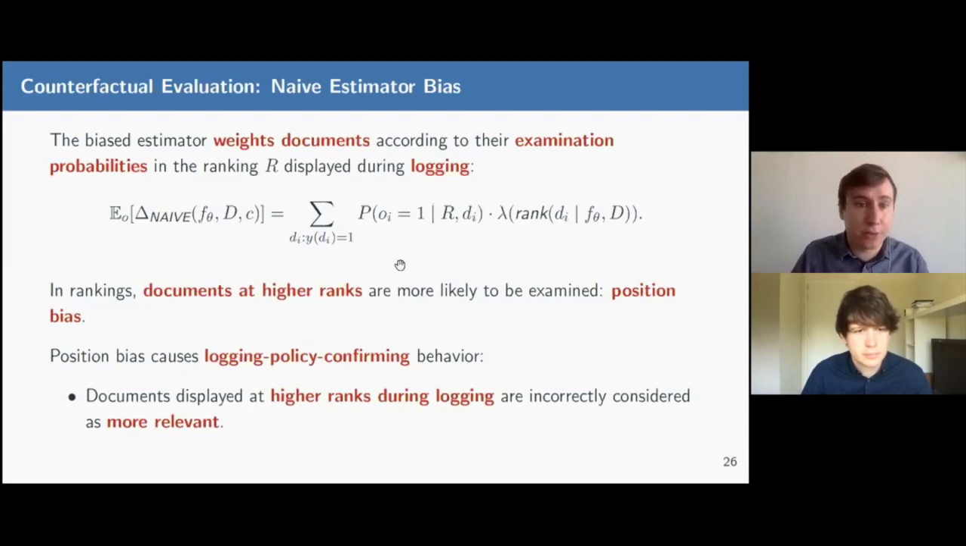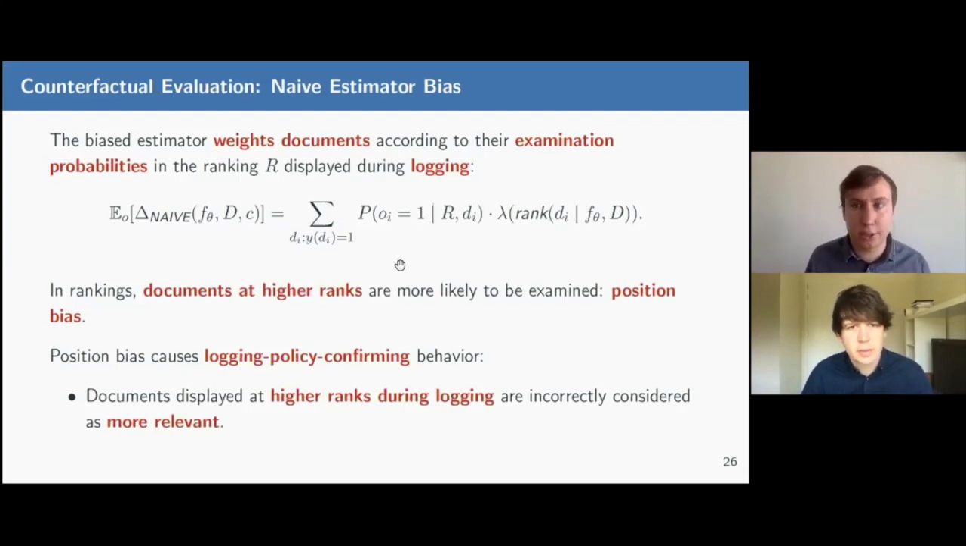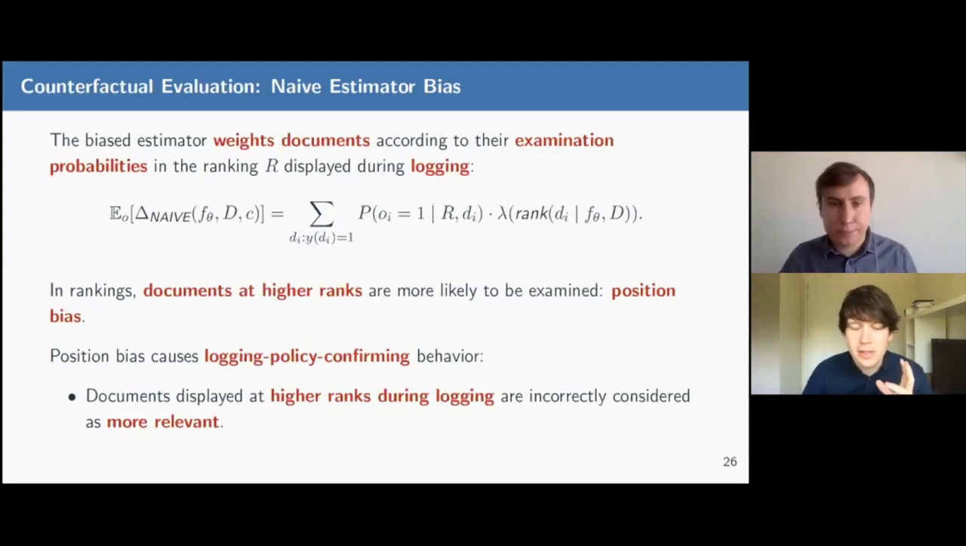So when you have this position bias phenomenon, what this estimator is going to do is cause what's called logging policy confirming behavior. So documents that were displayed at higher ranks during logging are incorrectly considered as more relevant because they are getting more clicks, because they are examined more often. So you're not fairly comparing documents really here. A document that just happens to be positioned lower is incorrectly considered as less relevant, purely because of its position and not because of its relevance.